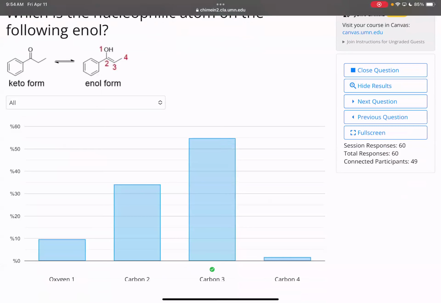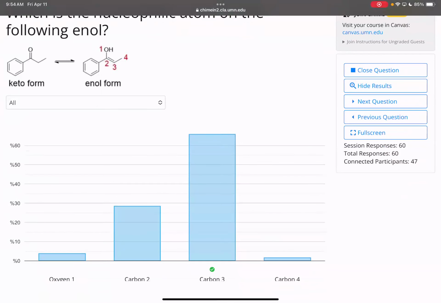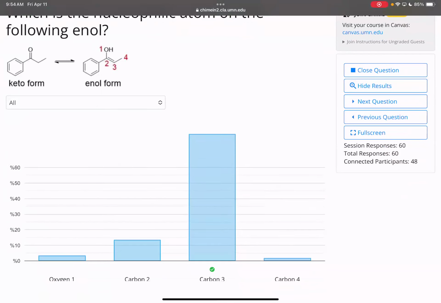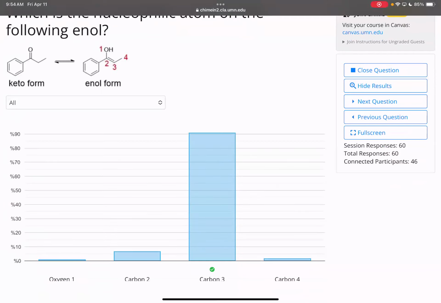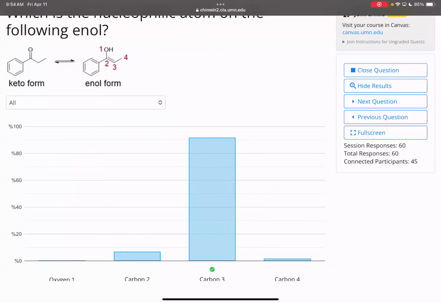Okay, yes. So carbon number 3 is correct. The alpha carbon, that's the one that's going to end up attached to things, right? I see why people think it's number 2 though, right? Because we're using that carbon-carbon double bond. But you got to make sure that you're thinking about the alpha position is where the reaction is happening.